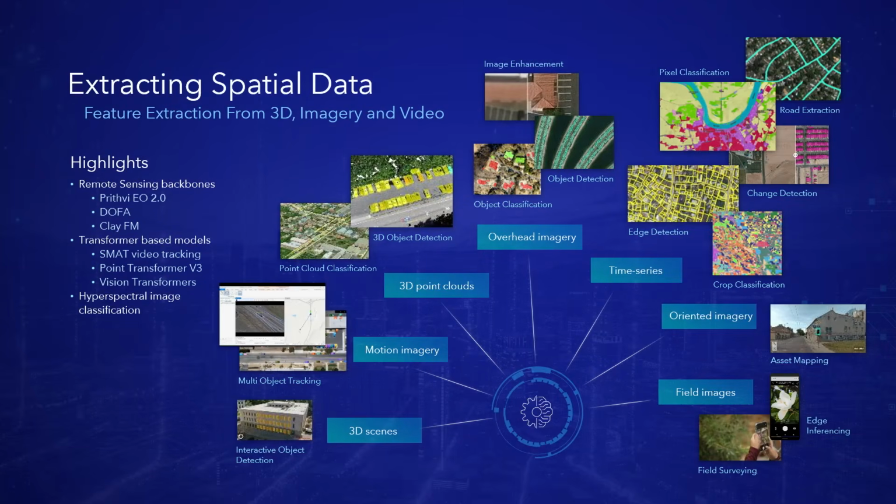Now, let's hone in on imagery. This is an area where GeoAI really shines. ArcGIS supports extracting meaning from a wide range of imagery sources, including overhead, aerial, or satellite imagery, to multispectral, and more recently, hyperspectral imagery, to 3D point clouds and videos.